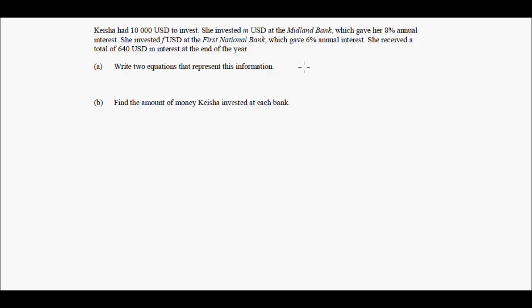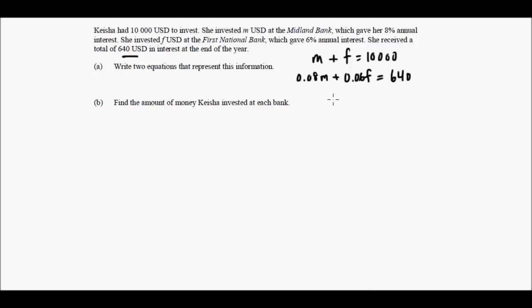Okay, well, first of all, you always put the total on the first equation. So it's going to be M, the amount in Midland Bank, plus F equals 10,000. Okay, and now we'll deal with the interest in the second one. She gets 8% in the first one, so you'd put that as a decimal, 0.08M plus, so what you're saying is 8% of her total money in this bank plus 6% of her total money in the second bank equals the total amount of interest which she got, which was 640.